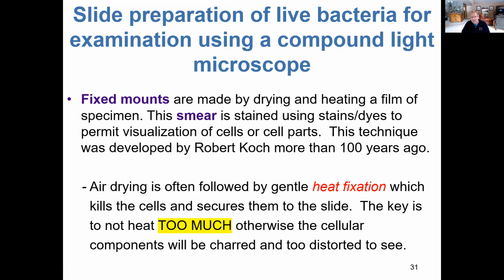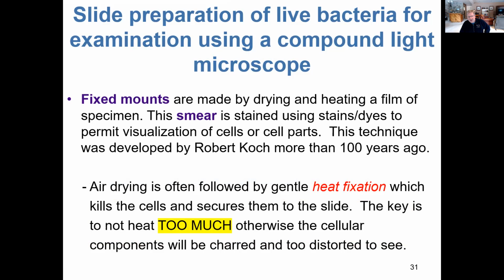Now, as it mentions here, we want to be careful, though, that we don't allow that heat fixation to be too intense. The flame has to be a sort of a gentle flame, and I'll show you how to adjust the Bunsen burner to do that. So you don't want to heat fix too much, otherwise you're going to have charred cells that will be very distorted. You won't see anything. But you want to heat fix enough so that they stick to the slide. So it just takes practice, and you'll get plenty of practice with that coming up soon.